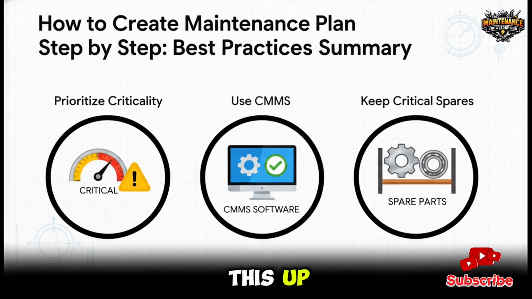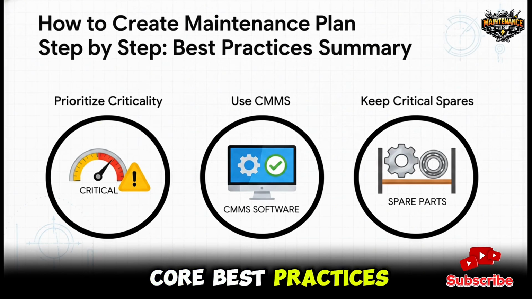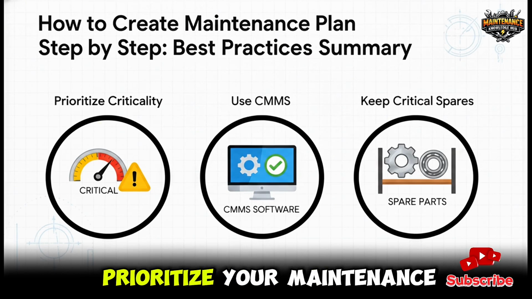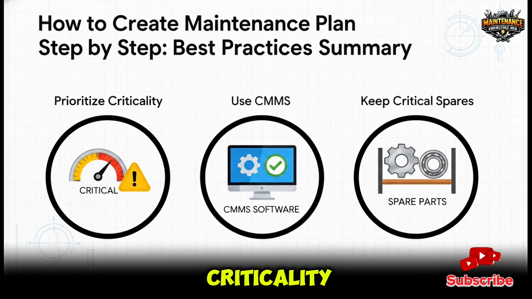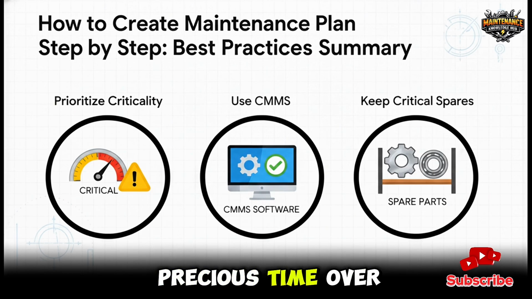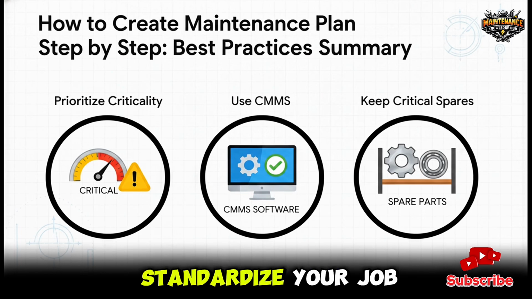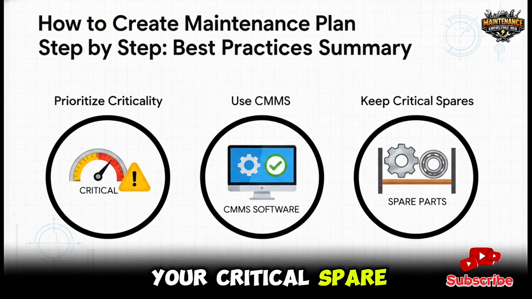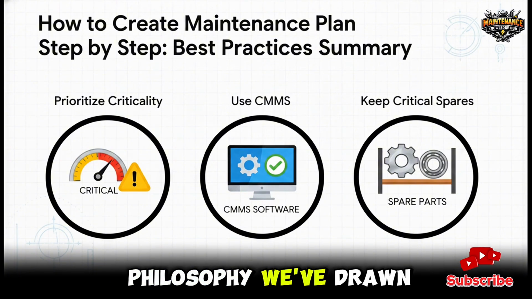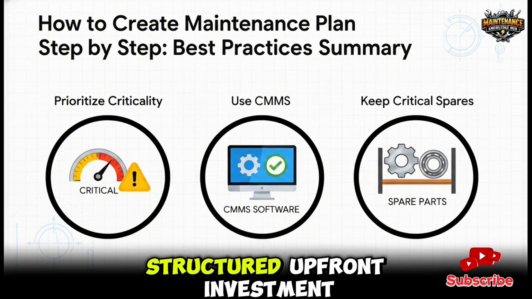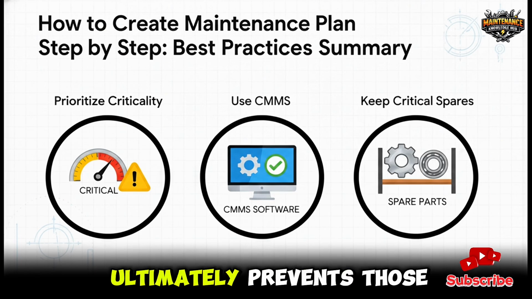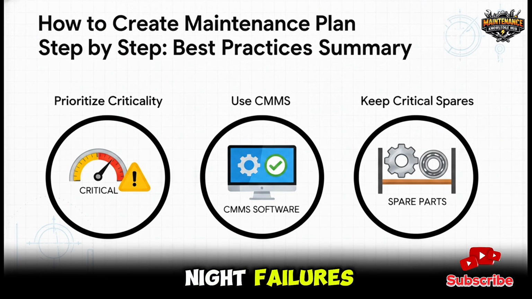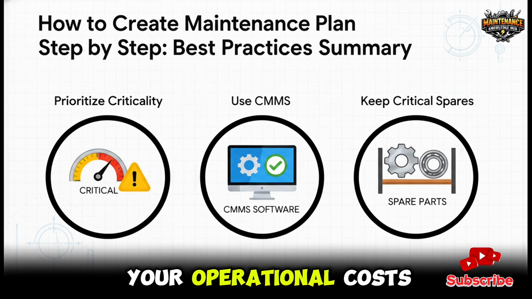To wrap all this up, our source distills this whole step-by-step process into a few core best practices. Always, always prioritize your maintenance based on equipment criticality. Please don't waste precious time over-maintaining non-critical assets. Follow your OEM guidelines, standardize your job plans using software like a CMMS, and religiously keep your critical spare parts in stock. The entire philosophy we've drawn from the material today is that a structured, upfront investment in planning ultimately prevents those catastrophic, middle-of-the-night failures and massively optimizes your operational costs.